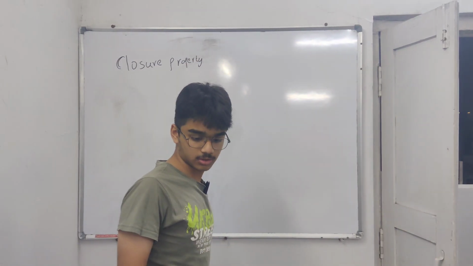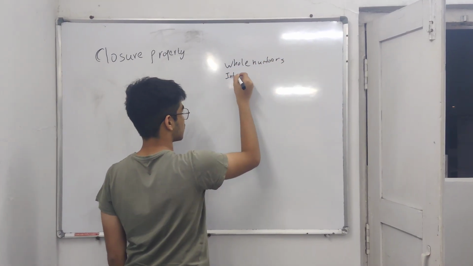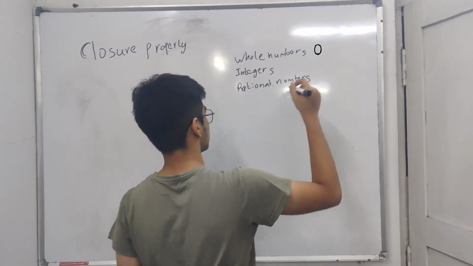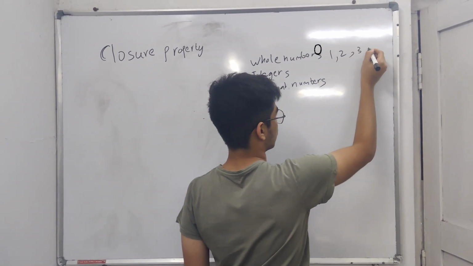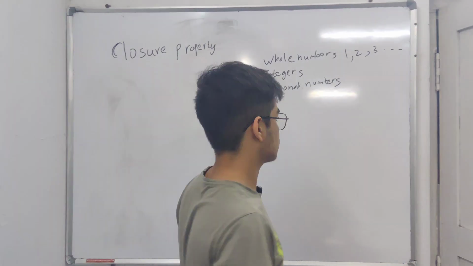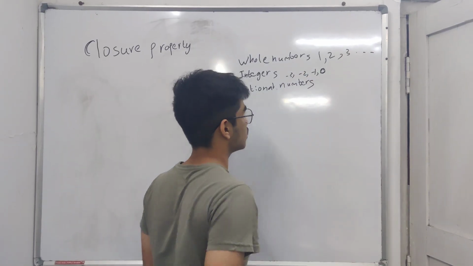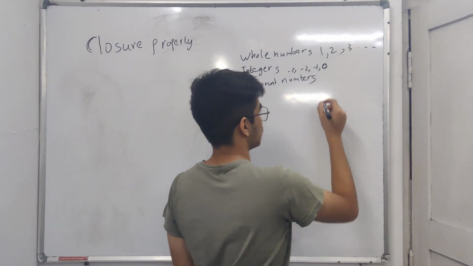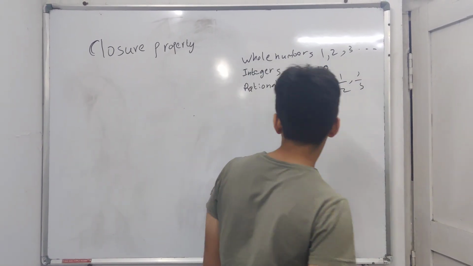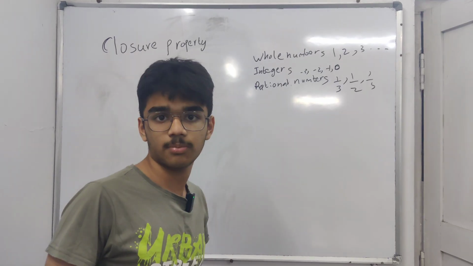So that's three types of numbers. There's integers, whole numbers, and rational numbers. Whole numbers are positive numbers: 1, 2, 3, infinity. Integers are numbers that are less than 0 or negative numbers. So 0 here, -1, -2, -3. And rational numbers are just fractions. For example, 1 by 3, 1 by 2, 1 by 5, stuff like this. So I'm going to explain how all of these number types apply with closure property.